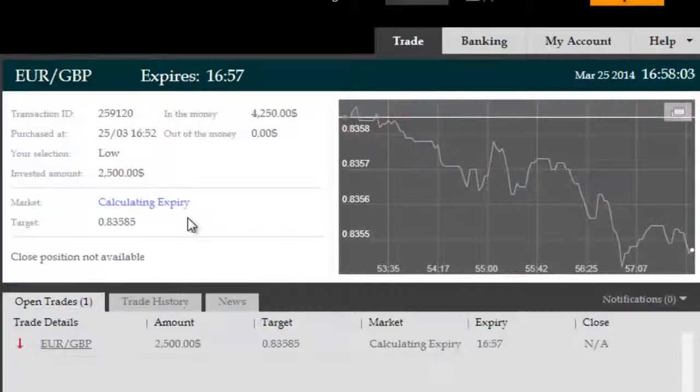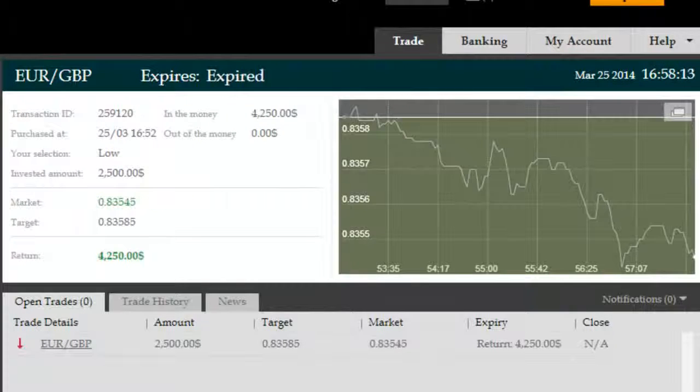We've won this trade with a $4,250 gross return on a $2,500 investment here. Very simple, very high probability trade on the Euro GBP. Everything identified for you by ITM Genesis Elite and backed up by volumes.